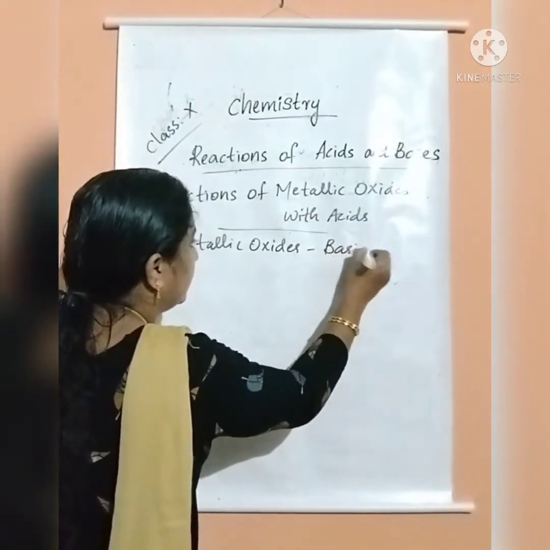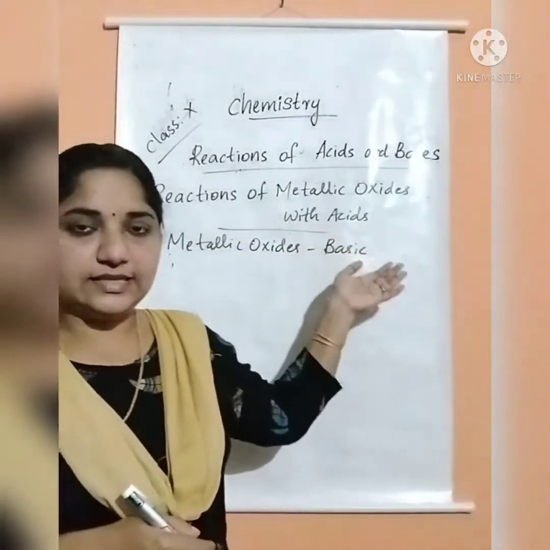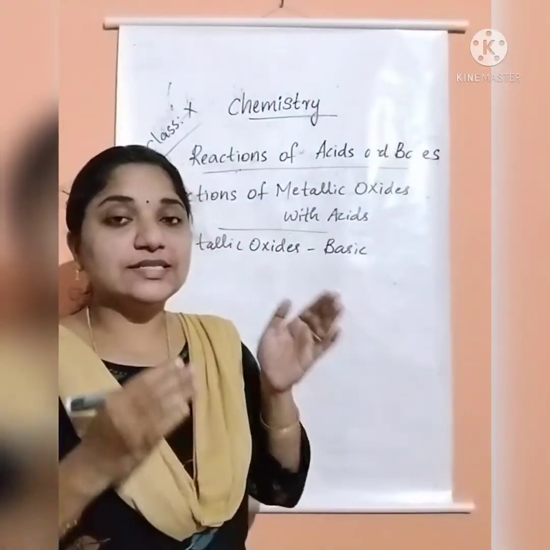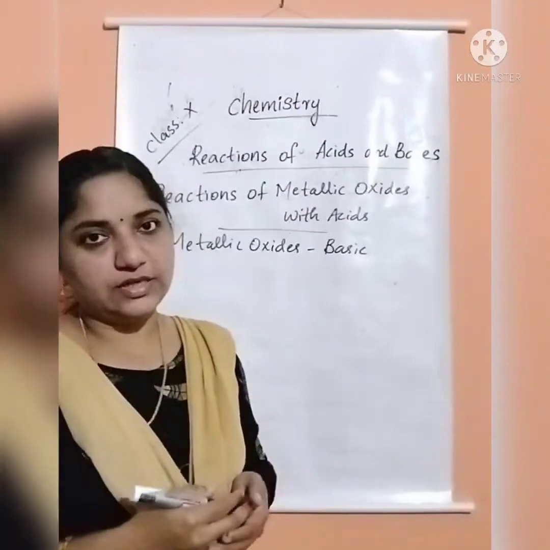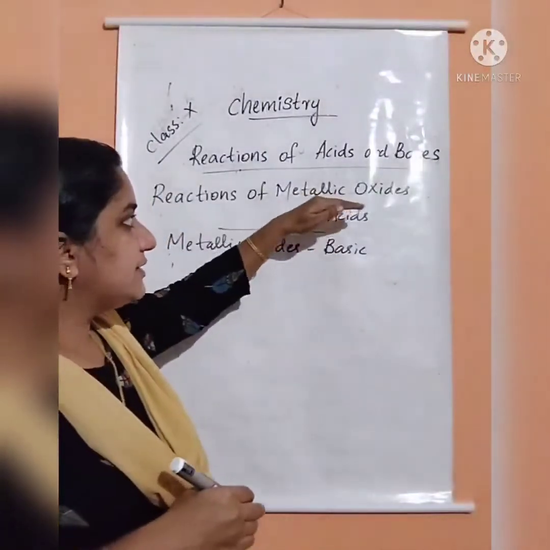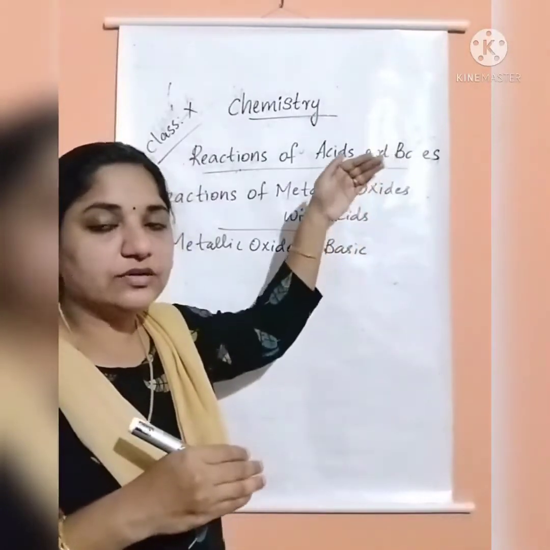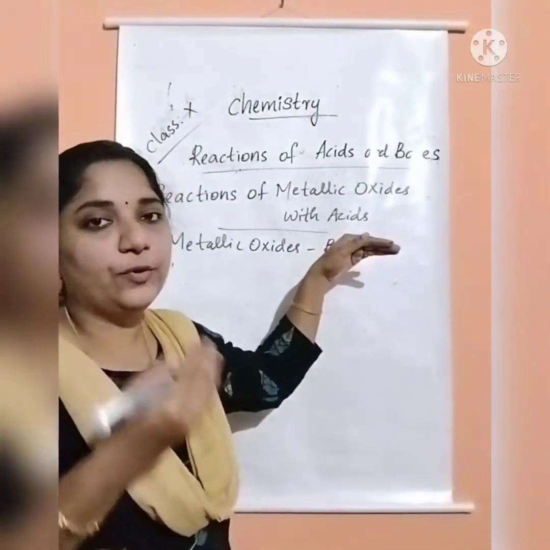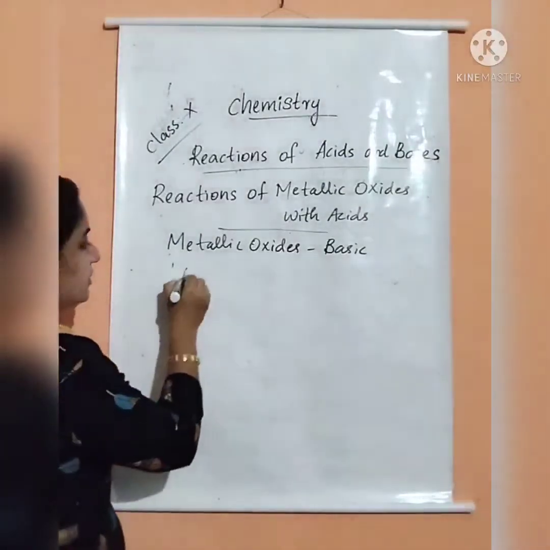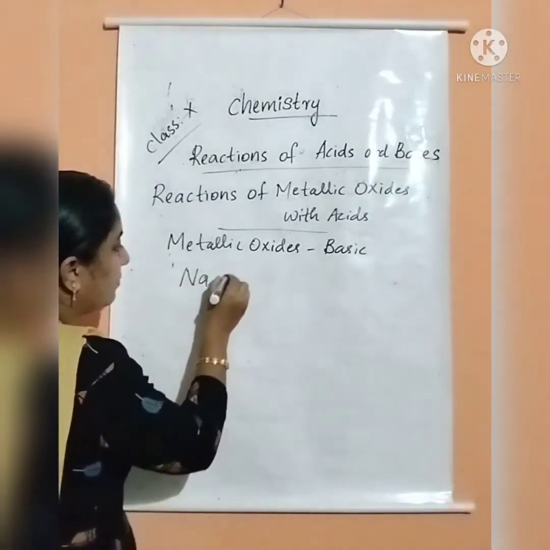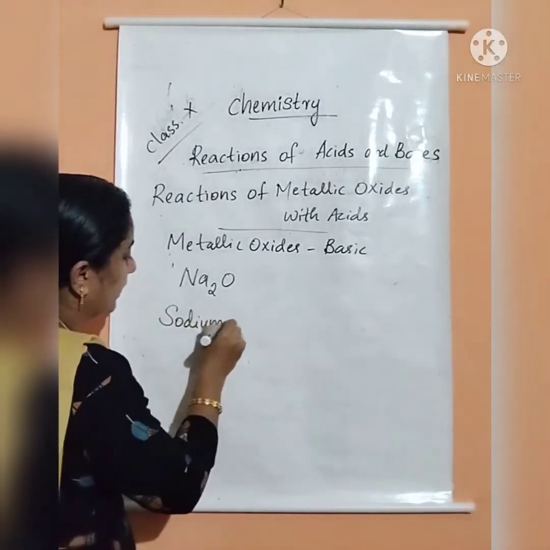So we can say that when metallic oxide reacts with the acids, that metallic oxide dissolves in that acid to form salt and water. When metallic oxide reacts with acid, it dissolves in acid to form salt and water. I will write one example. This is sodium oxide, one metallic oxide.